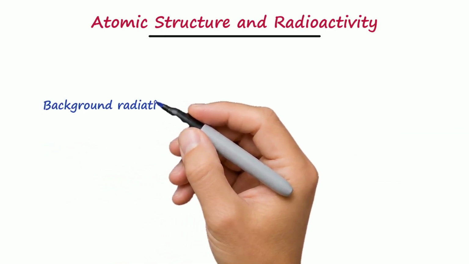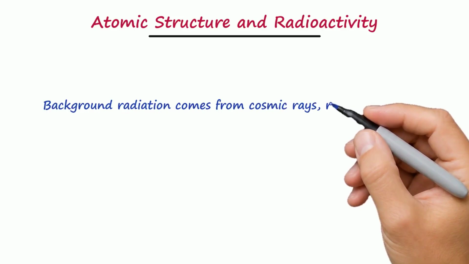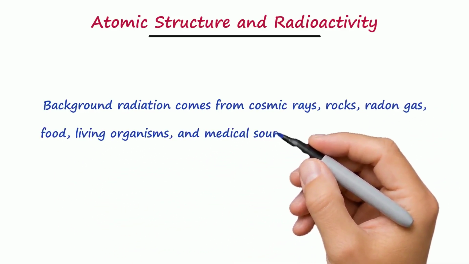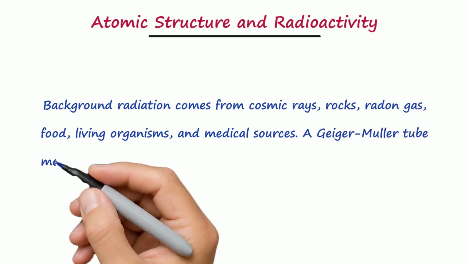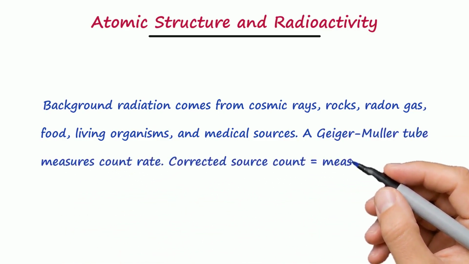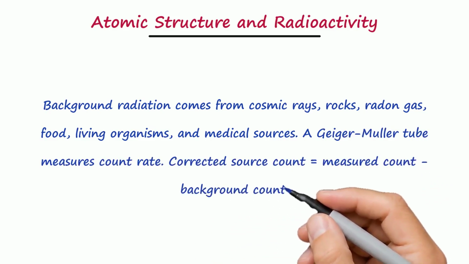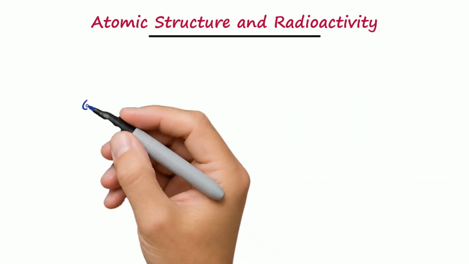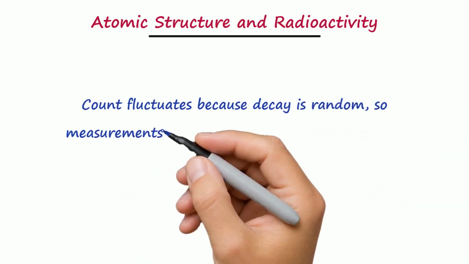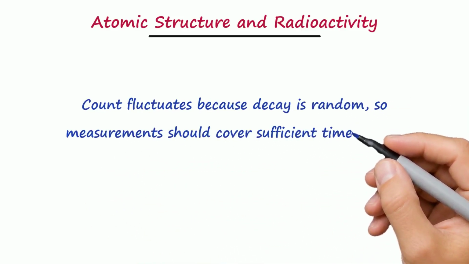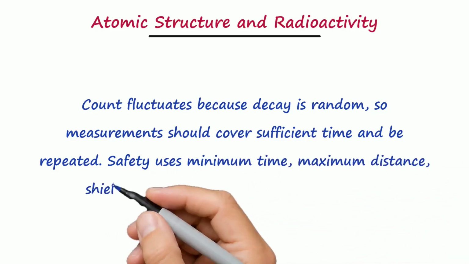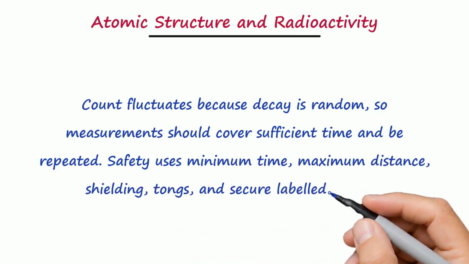Background radiation comes from cosmic rays, rocks, radon gas, food, living organisms, and medical sources. A Geiger-Müller tube measures count rate. Corrected source count equals measured count minus background count. Count fluctuates because decay is random, so measurements should cover sufficient time and be repeated. Safety uses minimum time, maximum distance, shielding, tongs, and secure labeled storage.